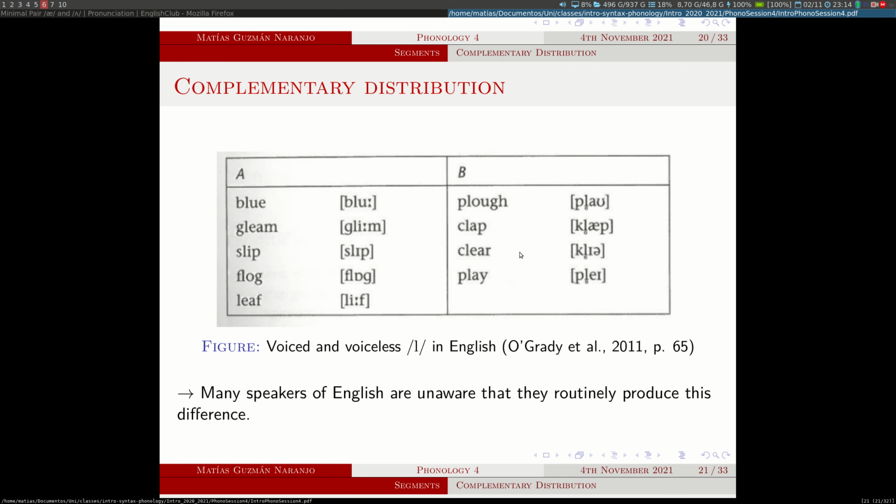Here's an example. I think I already mentioned it, about L, the L sound in English. Basically, L is, for many speakers, voiceless after a voiceless stop. So it will be voiced after a voiced stop and voiceless after a voiceless stop. And many speakers are unaware of this difference.